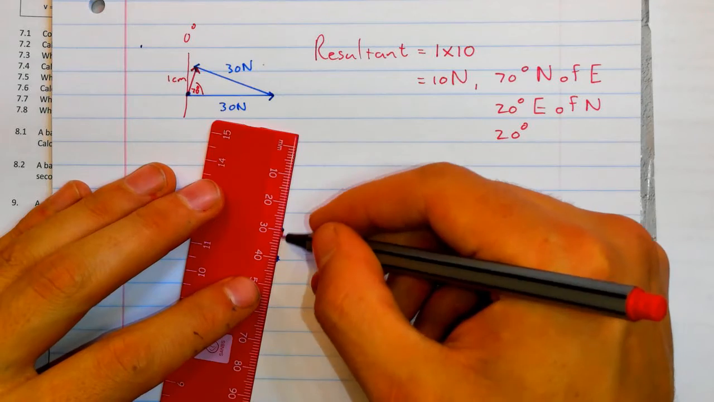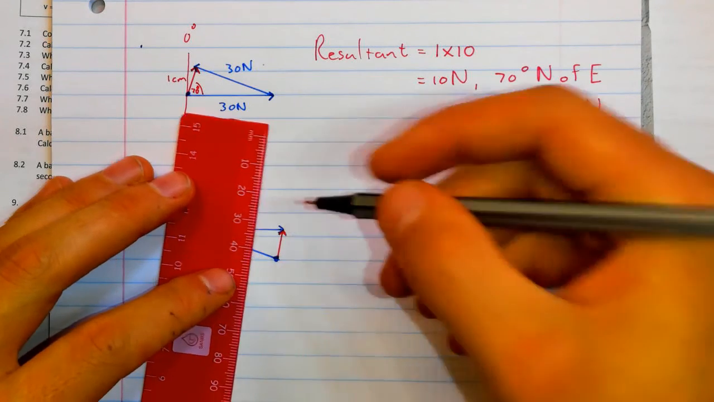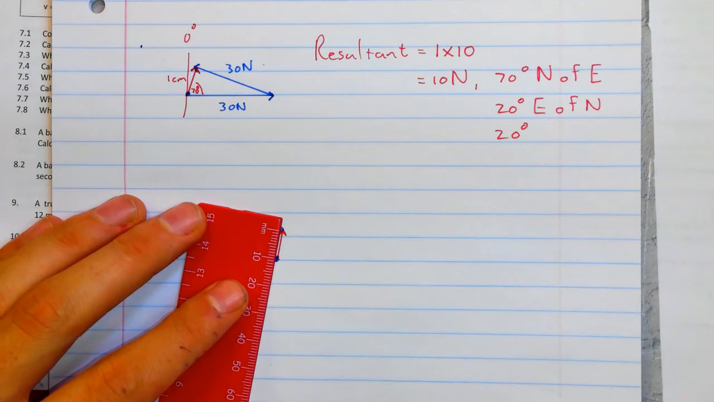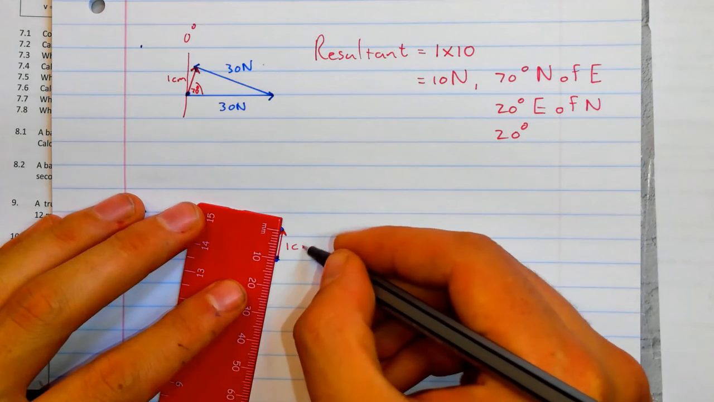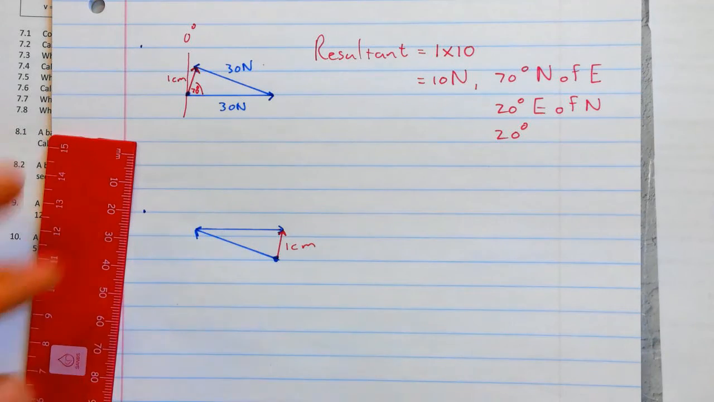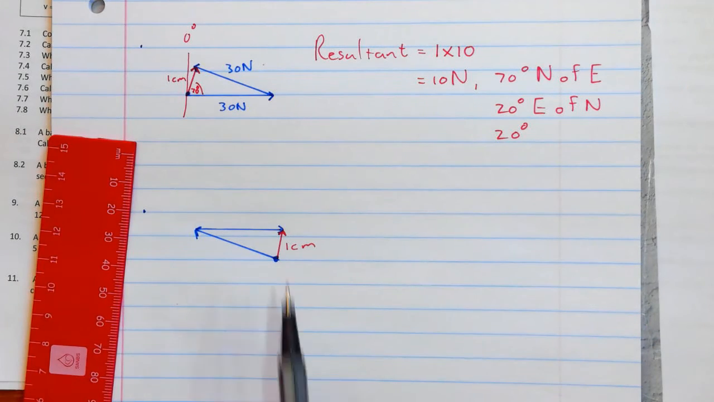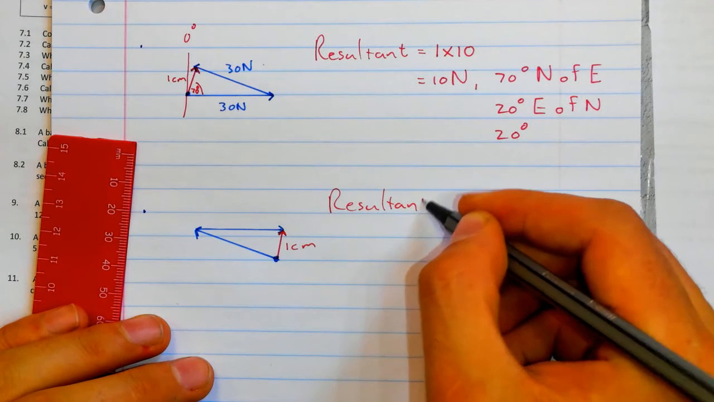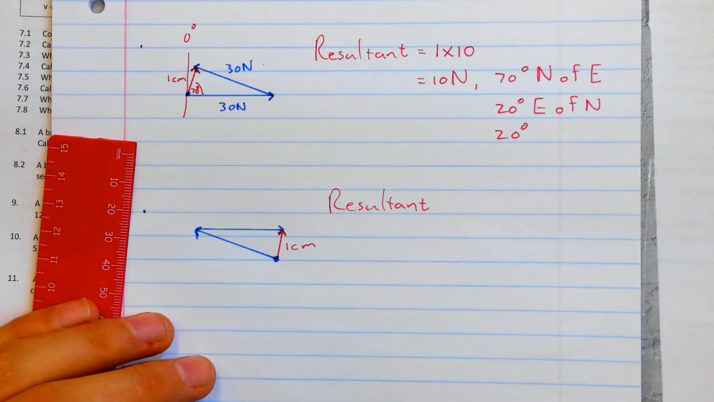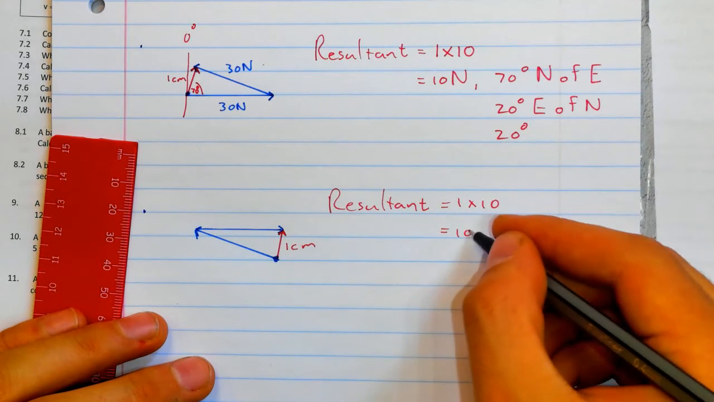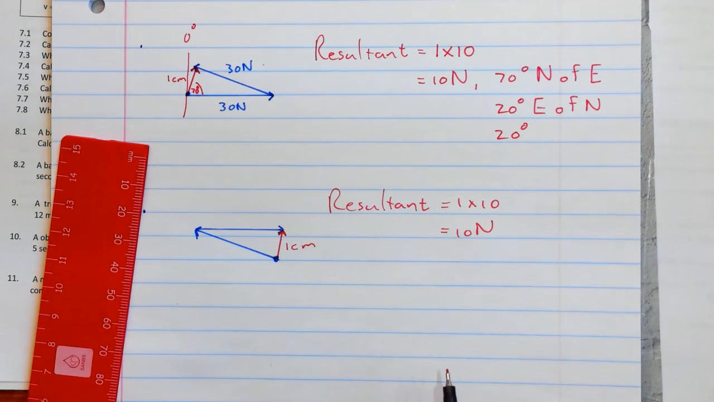And what do we notice? If we measure it accurately with our ruler, we see that it is 1 centimeter again. We'll notice that the direction is also almost exactly the same, with human error causing it to differ slightly in some cases. So the resultant, drawing it in the other order, will just be 1 times 10, which is 10 newtons. And there we have our magnitude.